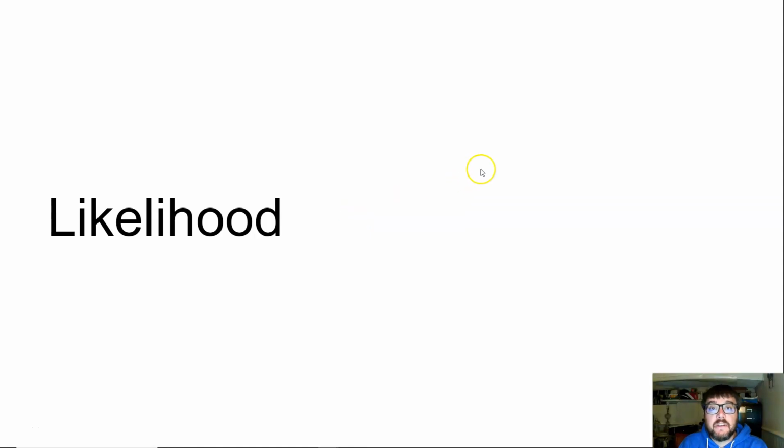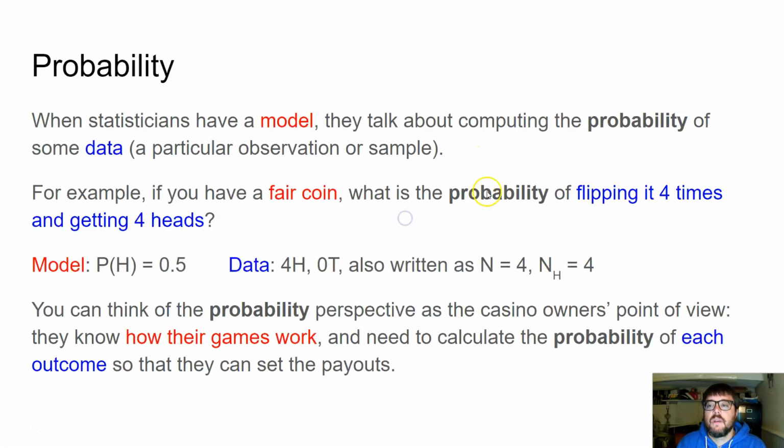The final thing that I'd like to talk about is likelihood. Likelihood is the math that we use to measure how good a job a model does in explaining the relationship between our input data and our output data. When you have a model, that's a mathematical description of what you think is going on, and you can use that to compute the probability of some data.